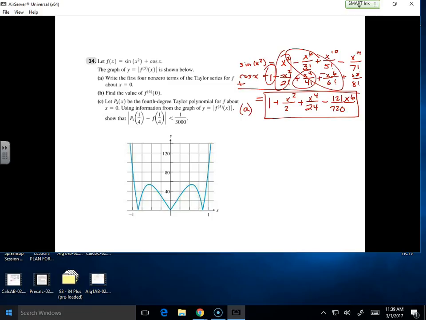Letter B. I want to do this. Value of the sixth derivative of f at 0, where f is sine x squared plus cosine. So that's the 5th derivative shown. Can we use that? At 0, it's undefined, because it's a sharp point. You're looking at the fifth derivative. So when you derive it, you won't be able to derive it, right?